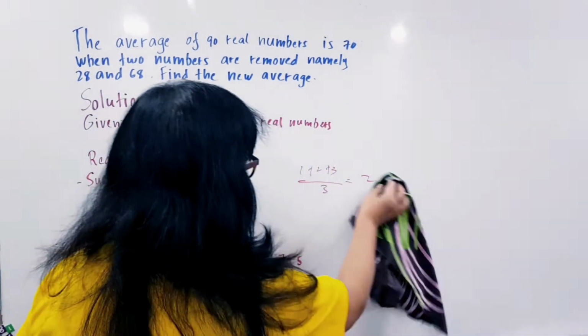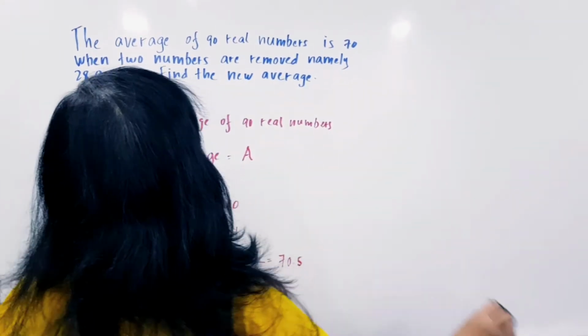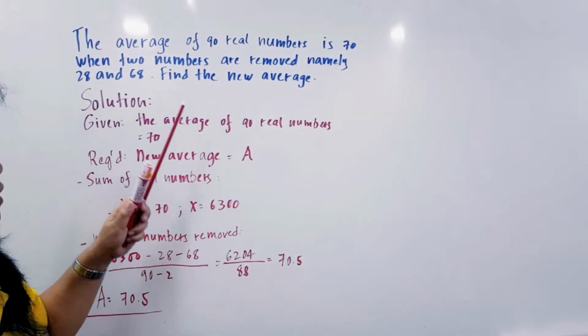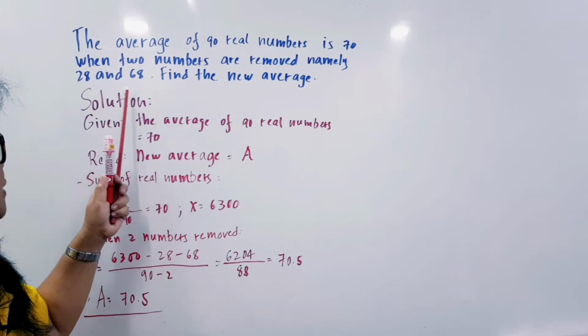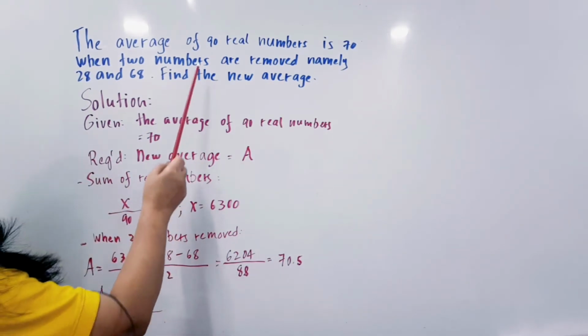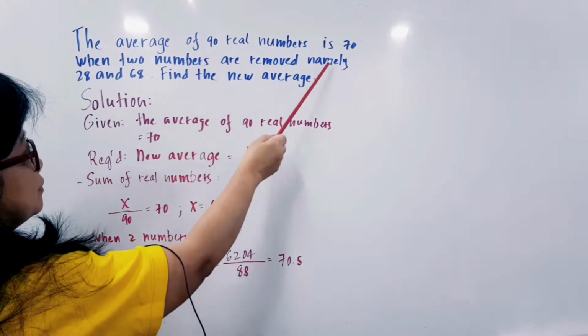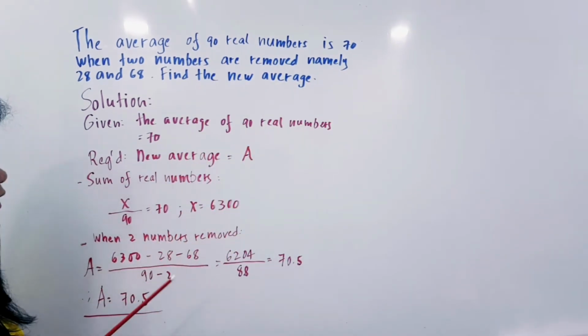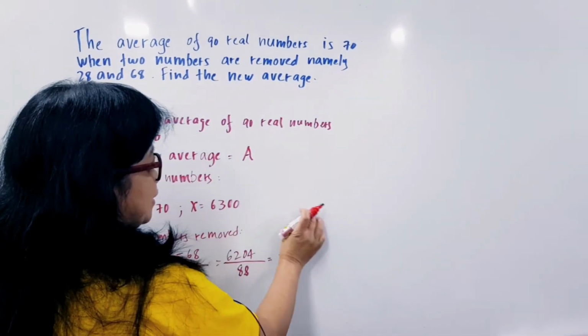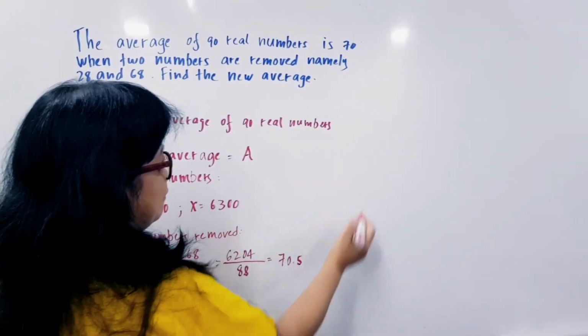Now, it is given here that the average of 90 real numbers is 70. So, kung dalawang numbers are removed, find the new average. So, first, kasi meron na tayong 90 real numbers tapos ang average niya. So, alam natin na ang total numbers divided by how many numbers is equal to the average.